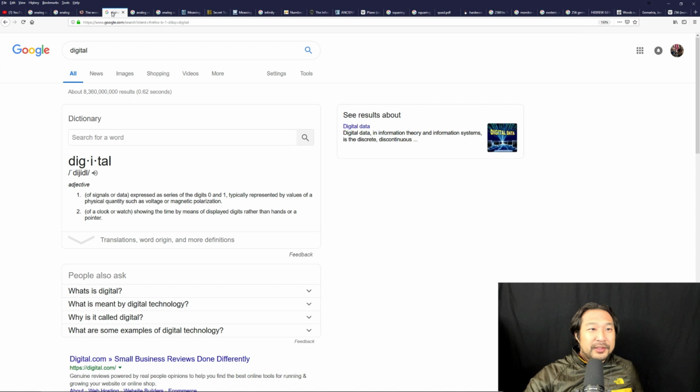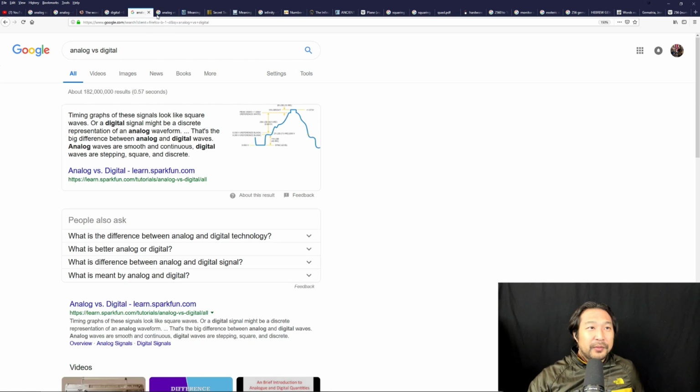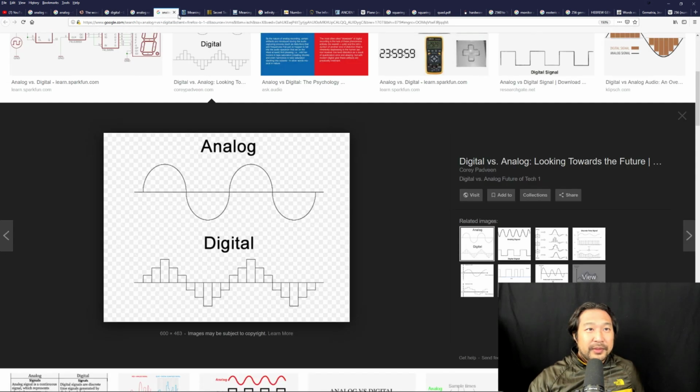Now, digital, if you don't know, is just the exoteric, which just means the everyday knowledge that people have. Basically, digital is signals or data expressed as a series of digits, 0 and 1, typically represented by values of a physical quantity stored as voltage or magnetic polarization. And we store all of that within bytes, so based off of 8. We'll go ahead and skip that. We already went through that.